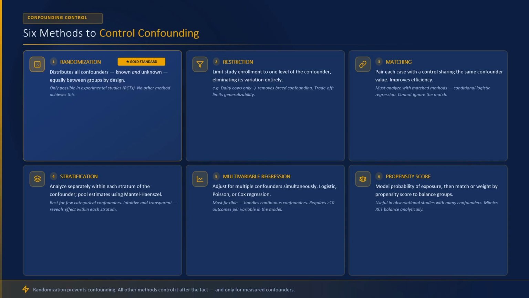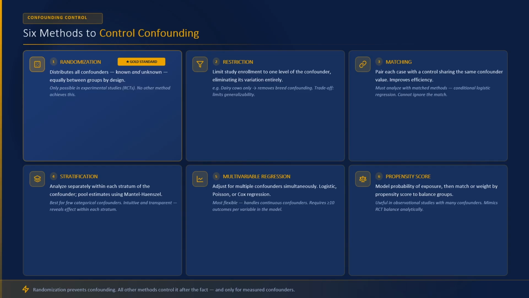Stratification. Analyze within each stratum and pool with Mantel-Haenszel. Best for a small number of categorical confounders. And it's transparent. You can see the effect inside each stratum. Multivariable regression, adjust for many confounders at once using logistic, Poisson, or Cox models. Most flexible, handles continuous confounders, but respect the rule of thumb of at least 10 outcome events per variable in the model.